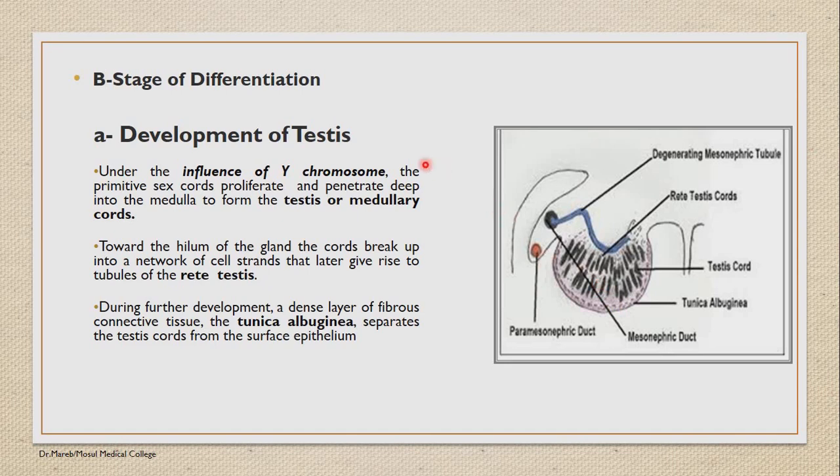So, development of the testis is under the influence of Y chromosomes, and the primitive sex cord, which is formed in the indifferent stage, now proliferates and starts to penetrate more deeply into the medulla, and it will form the medullary cord or testis cord. This medullary cord or testis cord starts to degenerate in the hilar region and will give rise to the rete testis cord. At the periphery, there is appearance of fibrous connective tissue. This will separate the testis cord from the surface epithelium. So 3 things. Number 1, appearance of the testis cord. Number 2, formation of the rete testis cord. Number 3, the tunica albuginea.